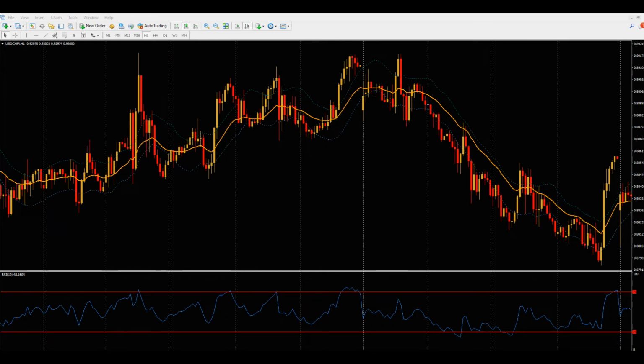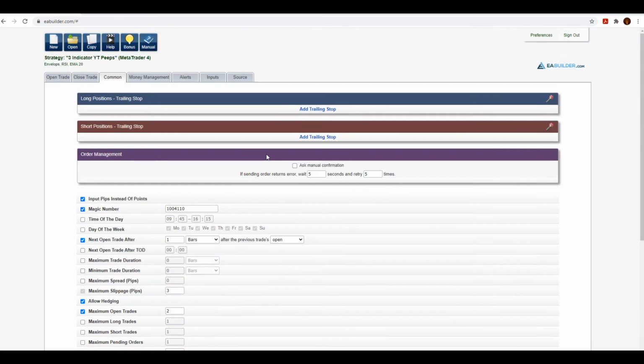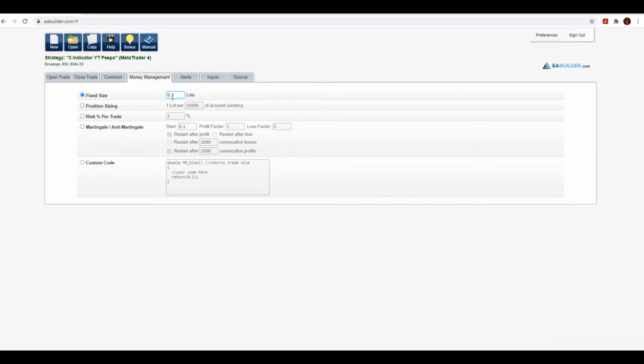So we need to make sure that we only allow 2 open trades, and that the next open trade only takes place after 1 bar. If you wanted, you could set this to 2 bars or 3 bars, meaning after you enter a trade from the function, don't open another trade until 4 bars. And then we need money management, fixed lot size. We can say 10 cents while we test it out.